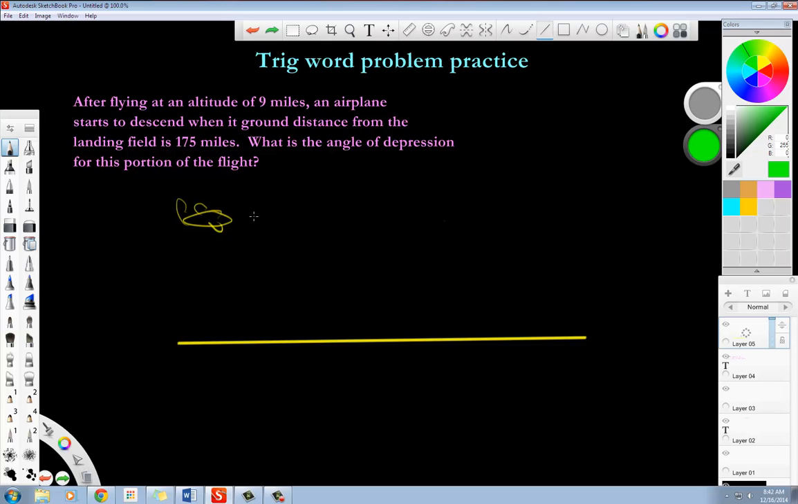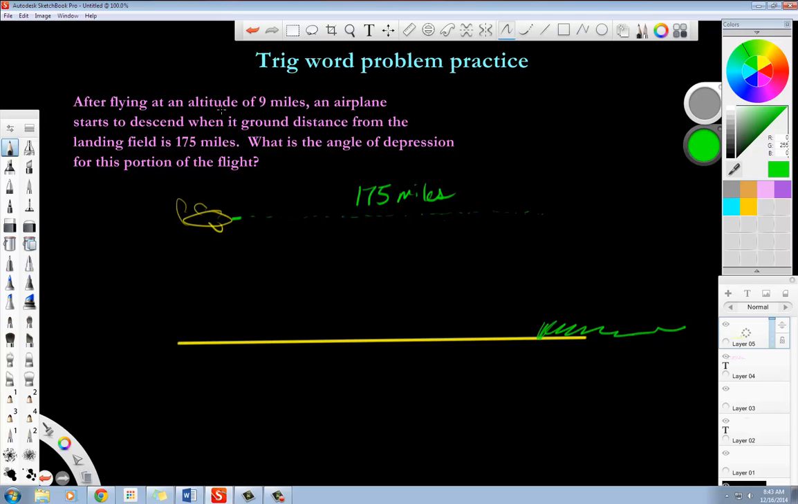So what it's doing here is it's flying at this course going out through here. There we go. So it's cruising along like this, and then it spots its landing field 175 miles away. So let's say that's right through here, okay? And this distance up to this point is 175 miles. It says, what is the angle of depression for this portion of the flight?